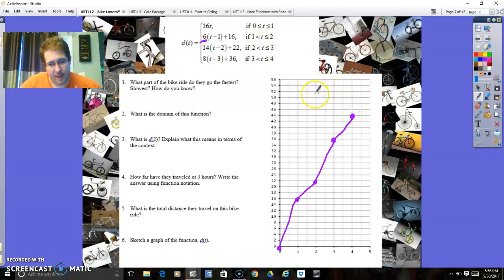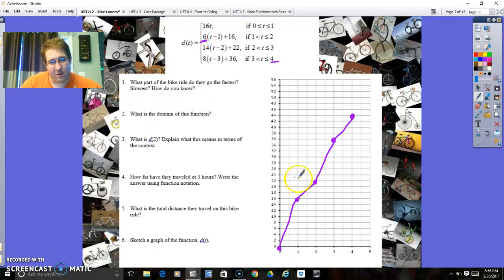So let's double check that. If I put 4 in for t, I should get an answer of 44. 4 minus 3 is 1. 1 times 8 is 8. 8 added to 36 is 44. It works.